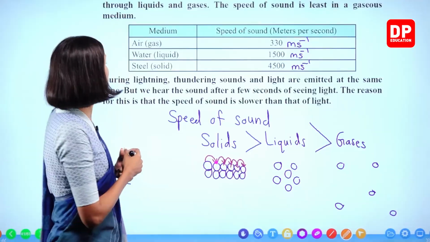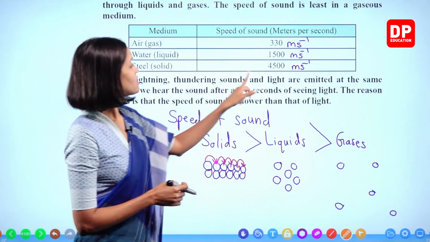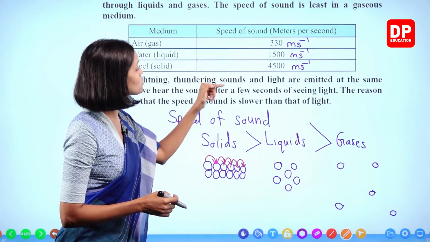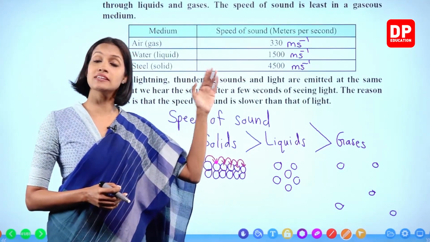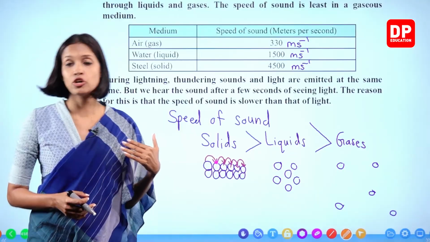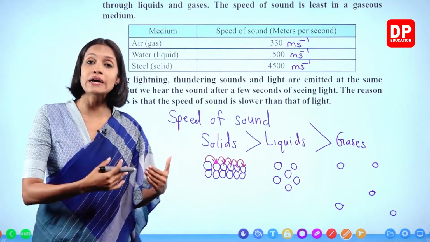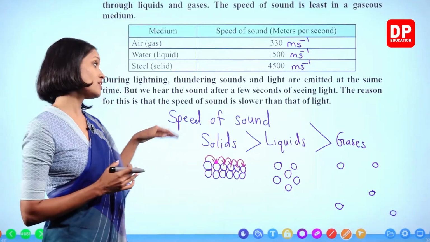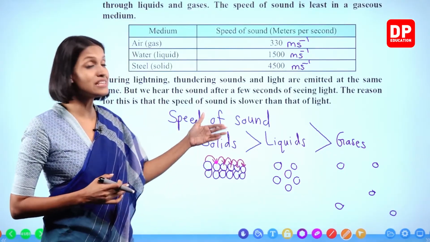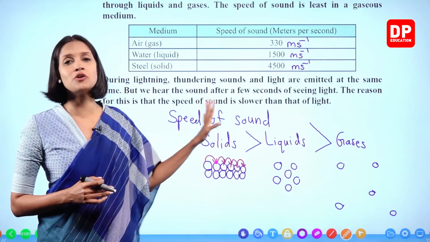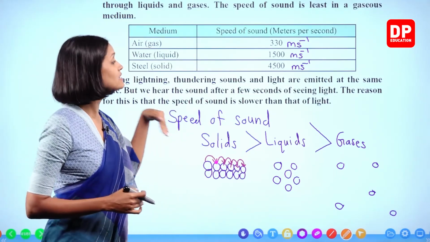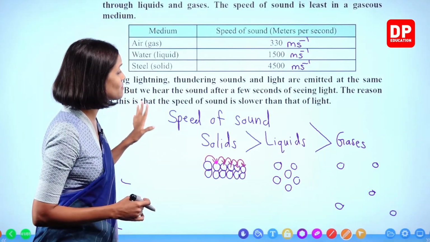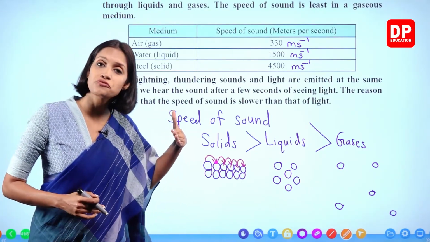What is the reason for this? The reason is that the speed of sound is slower than that of light. Light travels faster. You are going to learn later that light does not need any medium to travel. But sound needs a medium. Without a medium, sound does not travel. Light does not need a medium to travel. Because of this, remember, light travels faster.